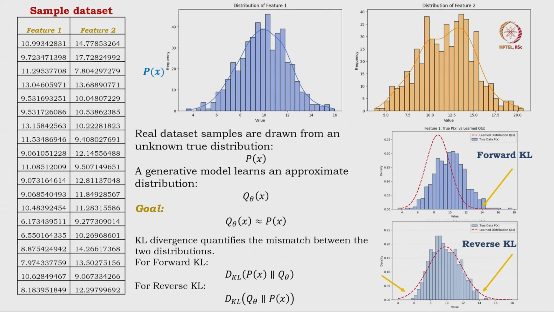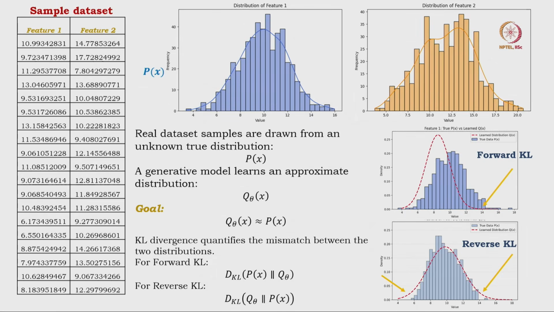The slide that you are seeing is for you to visualize with an example what this P of x and this Q of x are all about. So, this slide gives you complete clarity about the KL divergence. I hope this is clear to you.